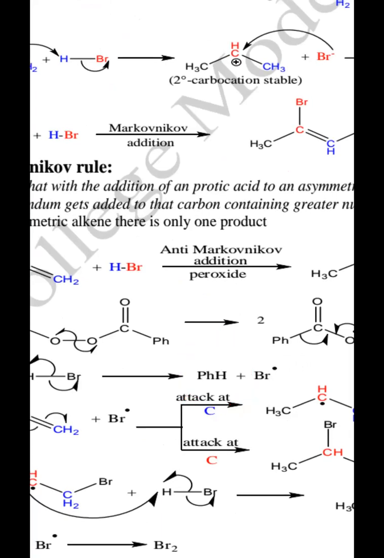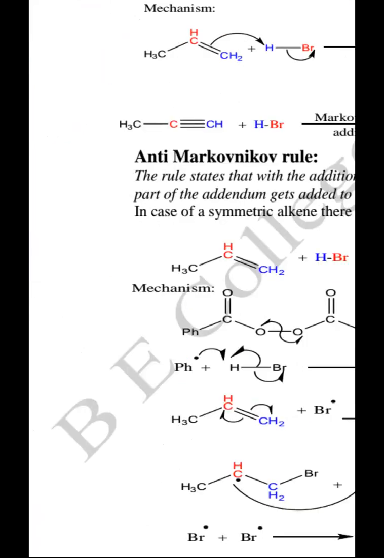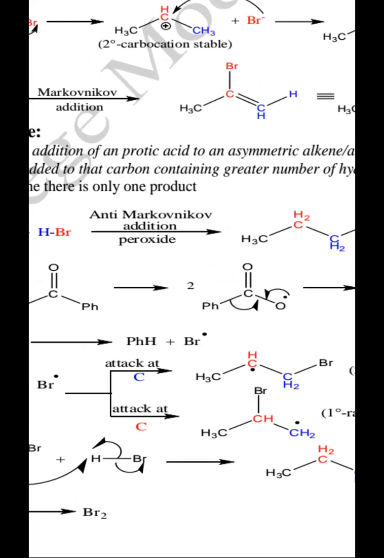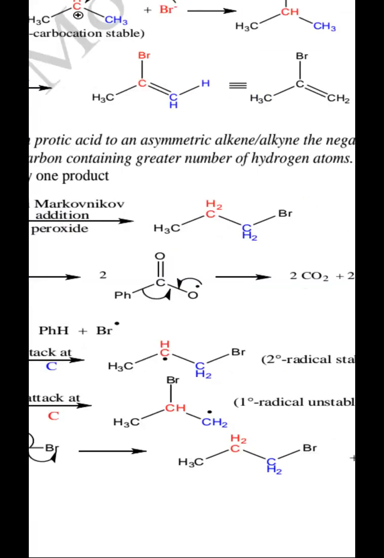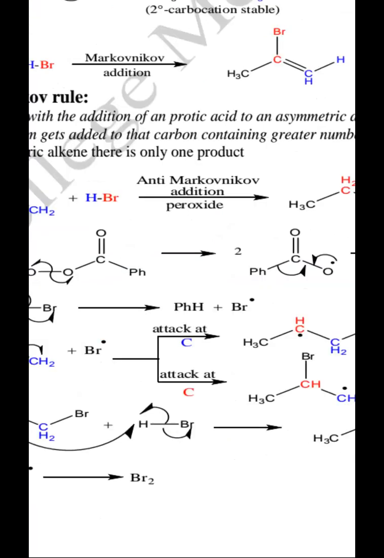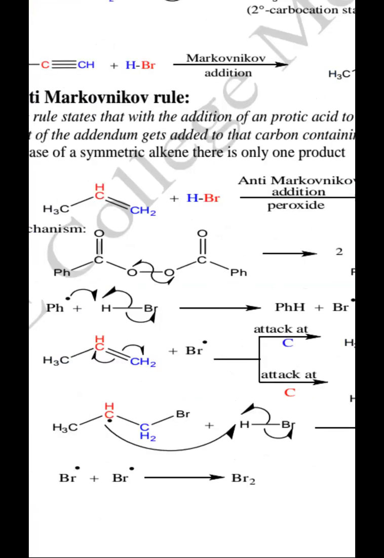This Br dot then further reacts with propene, breaking it up and producing a radical, while the Br gets attached to it. Now, if the Br gets attached to the terminal carbon, we get a 2-degree radical, and if the Br gets attached to the central carbon, we get a 1-degree radical. We all know that a 2-degree radical is more stable than a 1-degree radical, so the major product comes from the 2-degree radical. The 2-degree radical then in the next step takes up a proton from HBr, and we get another Br dot.